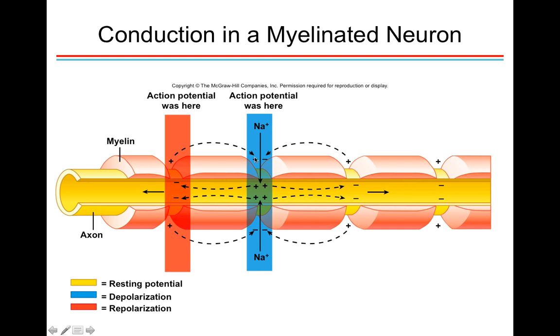So what's going to happen is the action potential is now going to jump from this node to the next node to the next node, etc. And that's how it's going to travel very rapidly down a myelinated neuron.